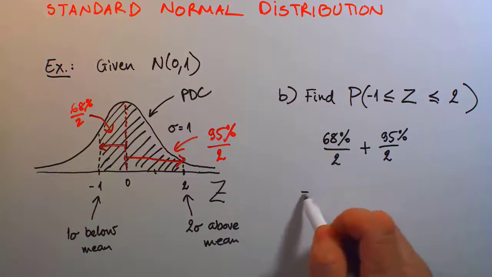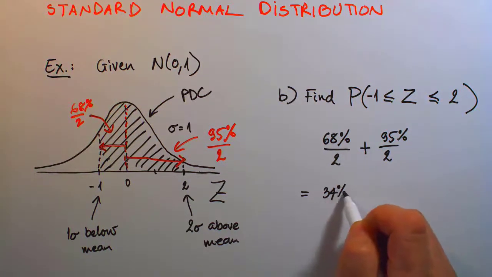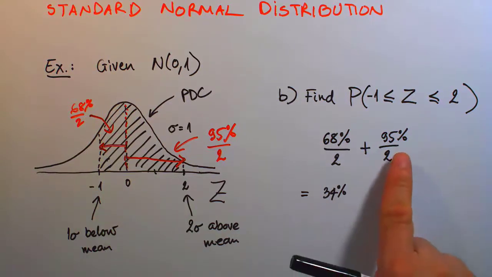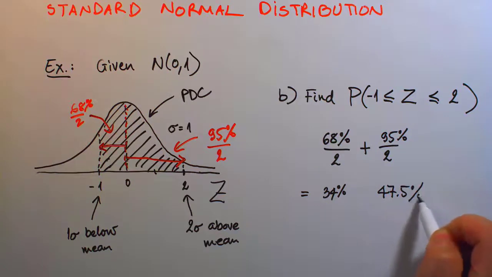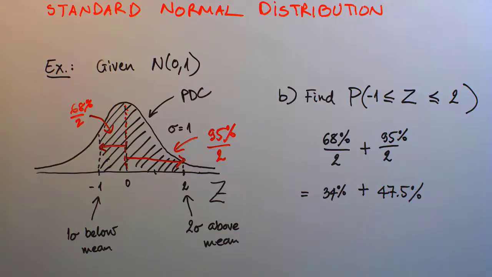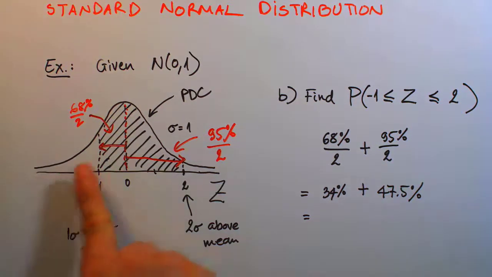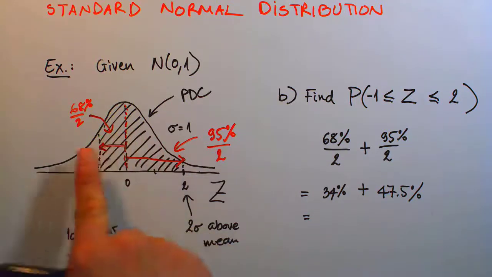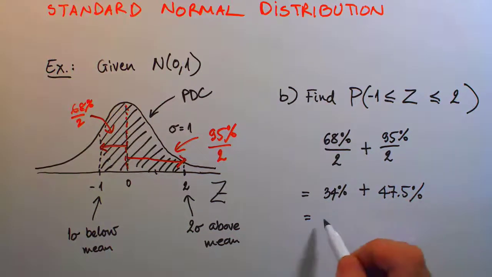And so 68 over 2 is the 34%. That's for the piece to the left. 95 over 2 is the 47.5%, is the piece to the right-hand side, and we are accumulating these two pieces of area. And so in the end, we're looking at a total amount of, out of the entire curve, which is supposedly 1 or 100%, this shaded area, of course, cannot be as big as 100%, but it's now 81.5%.